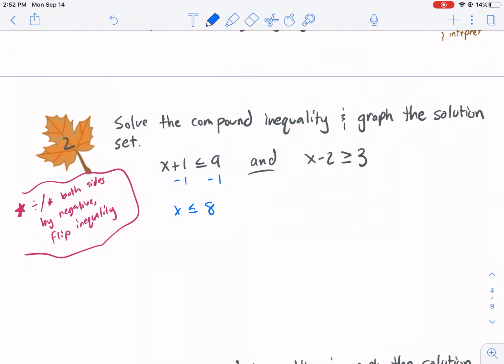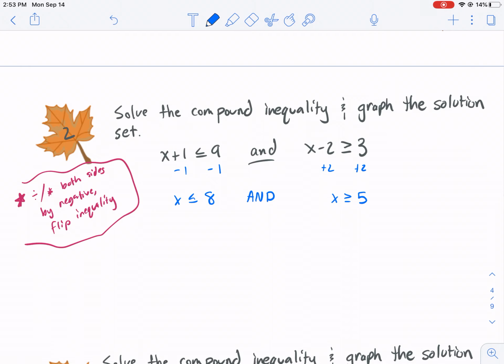So we're done with 1, but we have the word "and" here. When you do the second one, we're going to add 2, x is greater than or equal to 5. Okay, so we have these 2 conditions: x is less than or equal to 8 and x is greater than or equal to 5. One of the ways I want to break this down, you don't have to do this every time, but this is a good way to think of it. Think of the numbers that satisfy these conditions: less than or equal to 8, but bigger than or equal to 5.